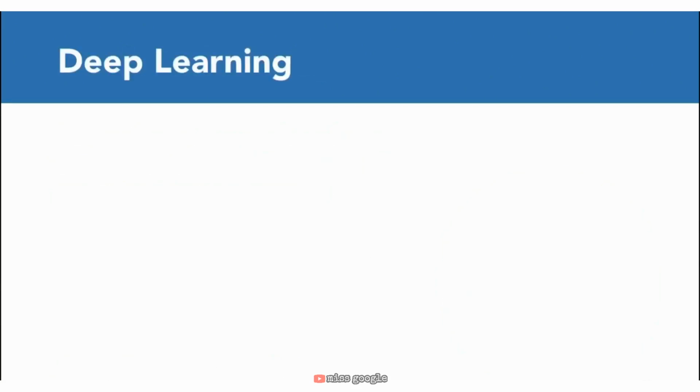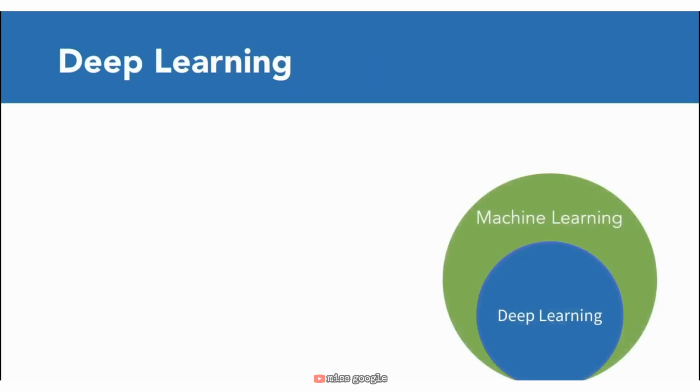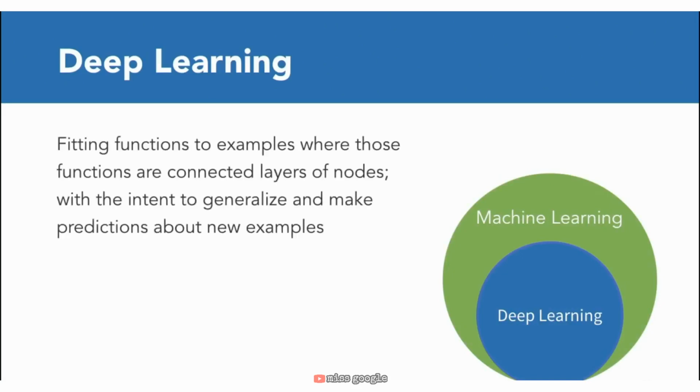So let this circle on the right-hand side represent all things machine learning. Now, deep learning. Deep learning resides entirely within machine learning. That is, it's a subset of machine learning. The definition of deep learning is very similar to the definition of machine learning. It is still fitting a function to examples, but the difference comes in the fact that these functions are then organized as connected layers of nodes. In other words, you'll have many functions connected together in one network where each function is responsible for a very specific thing. This is still all with the goal to generalize and make predictions about new examples using our network of functions. An alternative definition is just more sophisticated, connected pattern matching.